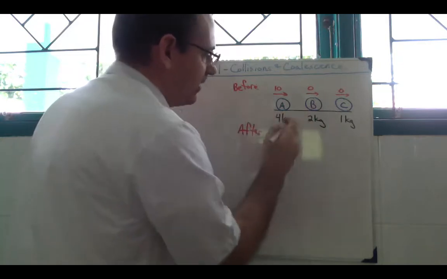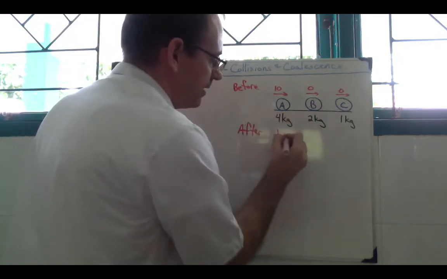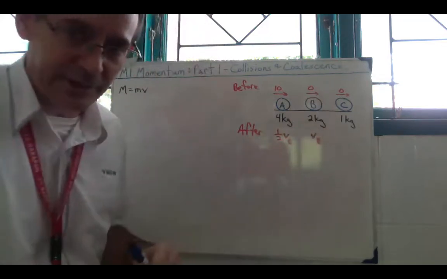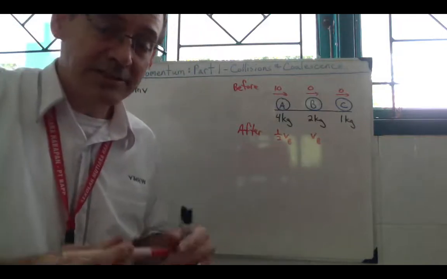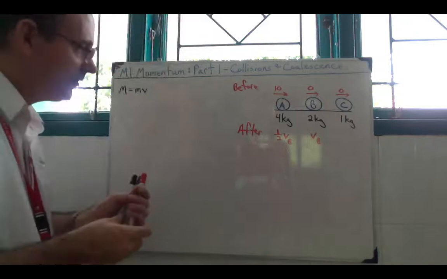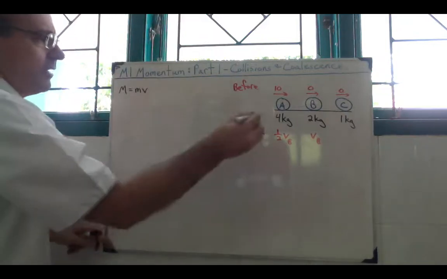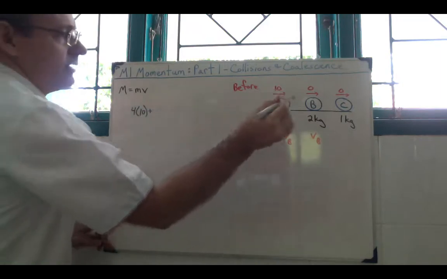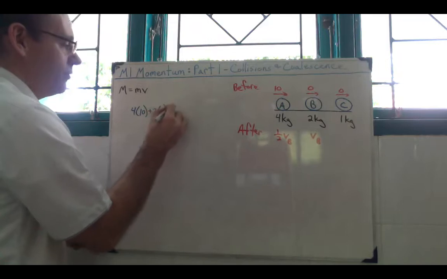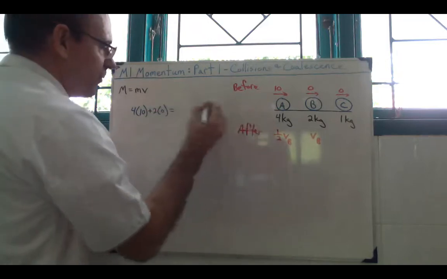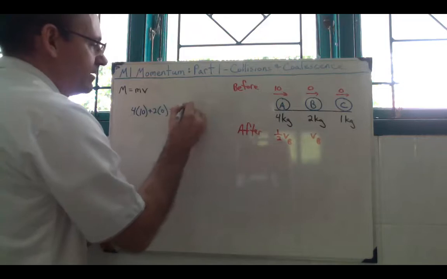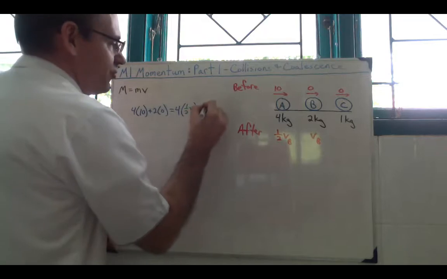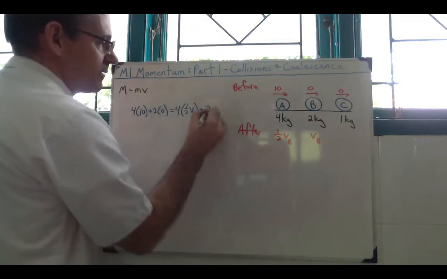It says that A is half the velocity of B. So we'll have half the velocity of B, and then of course B will have the velocity of B. So let's go ahead and follow our formula for that. So we have mass 4 times 10 plus 2 times 0 equals 4 times half the velocity of B, plus 2 times the velocity of B.